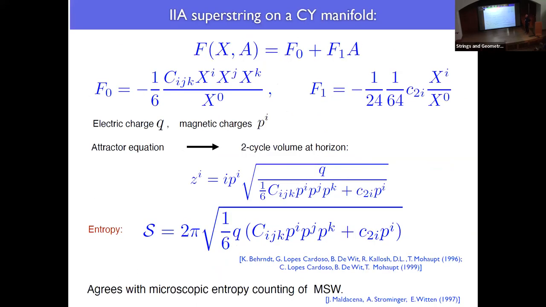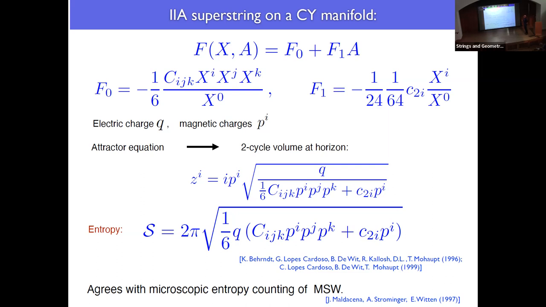Okay, so now let us take some particular specific model. Namely, I will take type IIA on a Calabi-Yau manifold. I will restrict my discussion to the first and the second term in the expansion of the prepotential. So we have an F0 plus F1 times A.